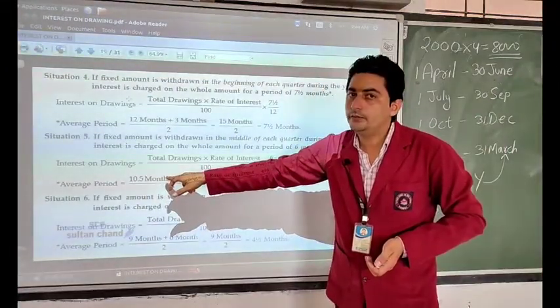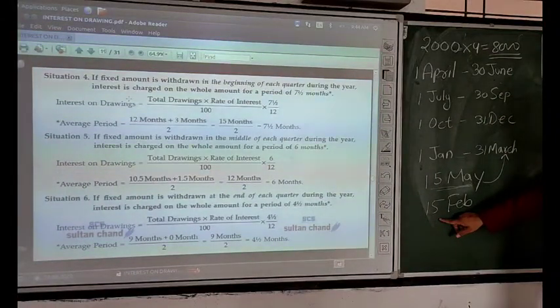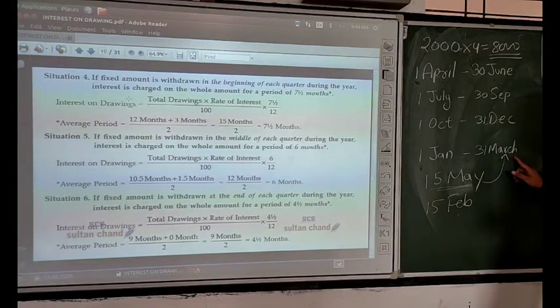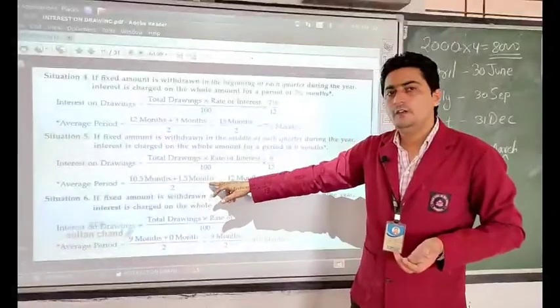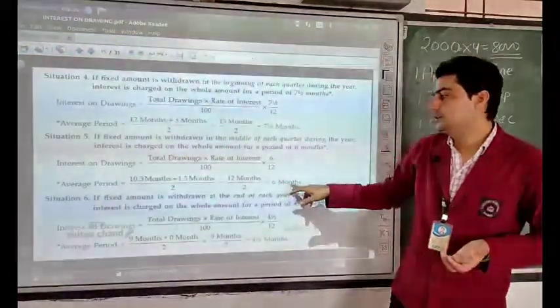Month remaining after first drawing. And what will be the month remaining after last drawing? Last drawing is on 15th Feb. From 15th Feb till 31st March. Feb is half, then Feb will be over. Afterwards Feb, March will be there. So half of the Feb and full March, 1.5. It means 1.5. So 10.5 plus 1.5 divided by 2 is equal to 6 months.